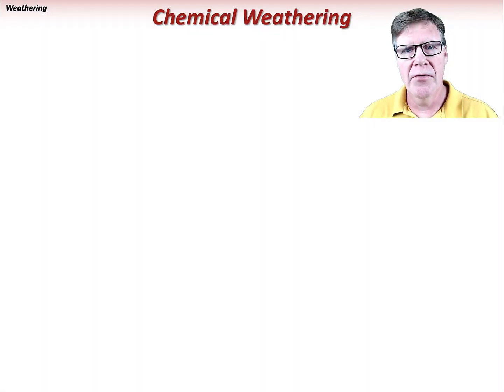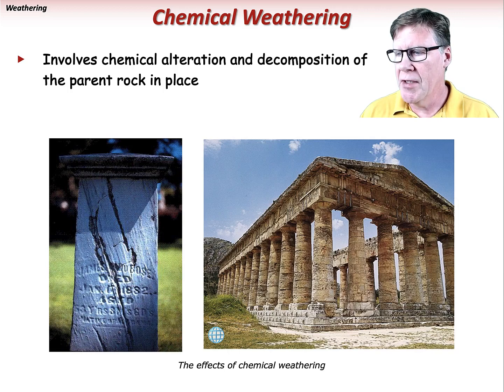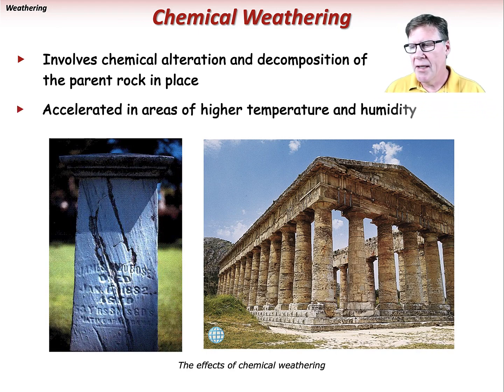Chemical weathering involves the chemical alteration and decomposition of parent material in place. Chemical weathering processes are accelerated in areas of higher temperature and humidity, like tropical and subtropical regions. This is an issue for limestone or marble-based features from gravestones to monuments to ancient buildings.